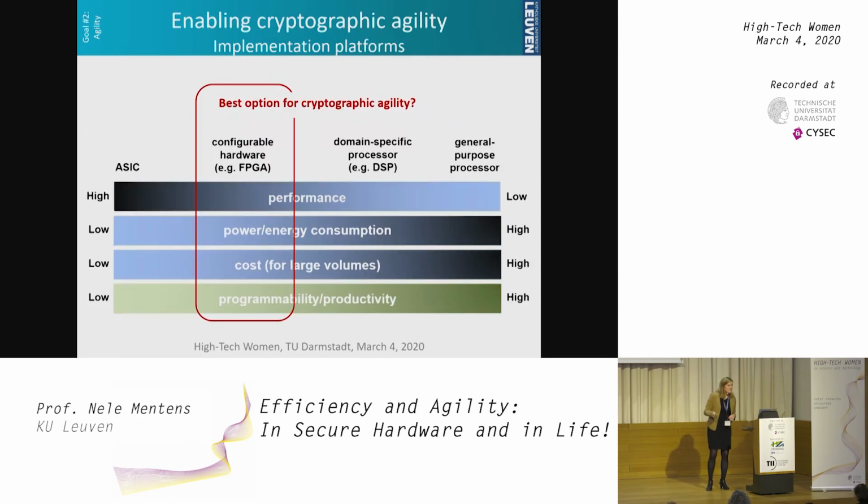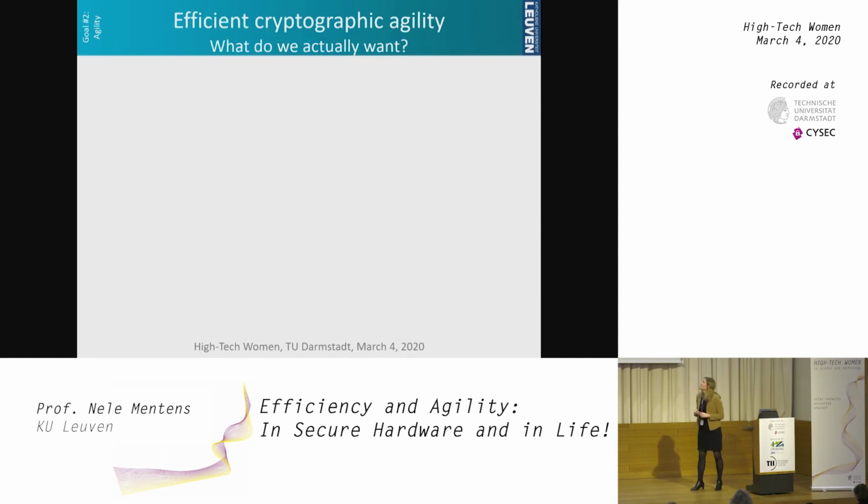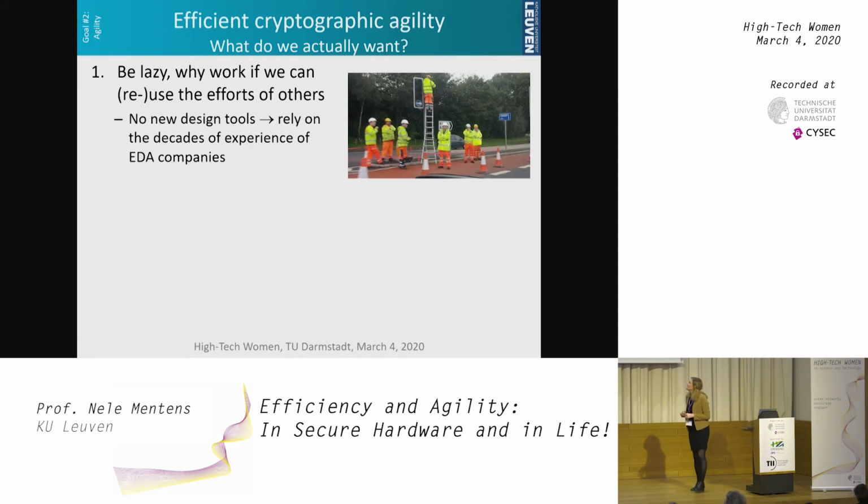So how can we achieve that? FPGAs are a good solution, but the question is, are there better solutions? And then if we look at what has been done in previous work, then most solutions come up with some kind of coarse-grained configurable architecture for which you need to use new design tools that then the inventors developed for their special configurable platform. We don't want to do that. We want to be lazy, and we want to reuse the experience of electronic design automation companies because they have been around for 30, 40 years, and it doesn't make sense to make our own tools.